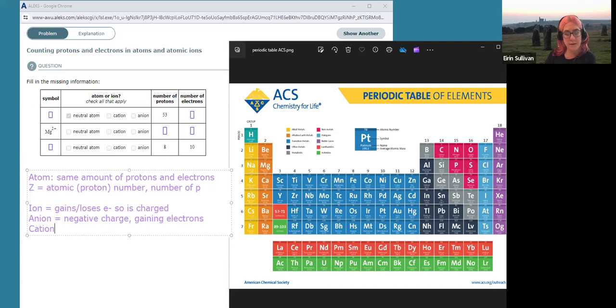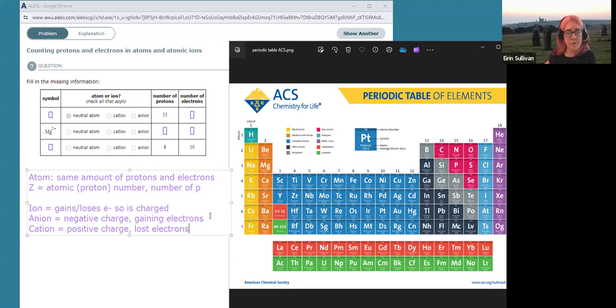A cation has an overall positive charge. So how would you end up with an overall positive charge? Well, you must now have more protons than electrons, so it must have lost electrons. So there now is an excess of positive charge compared to negative charge.